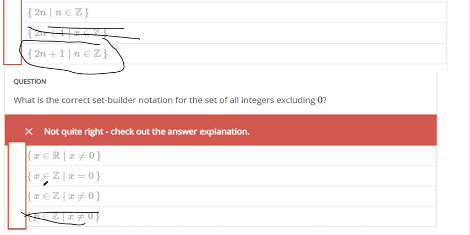X is an integer, that's good. But remember, this r means a real number, so we exclude this one. So it's got to be one of these two. The set of all integers excluding 0, that means x does not equal 0. So this is our correct answer here. This is all integers such that whatever integer you pick is not equal to 0.